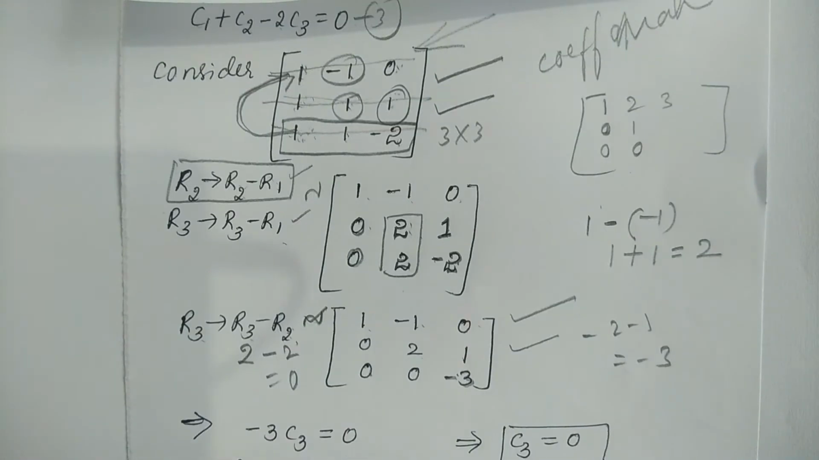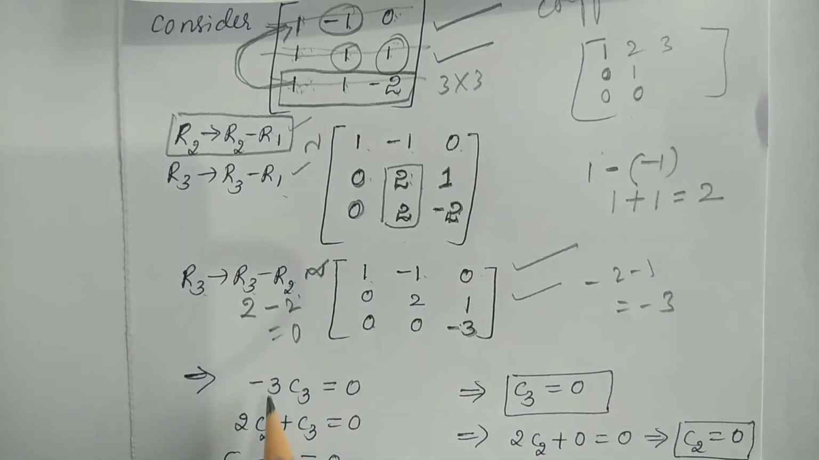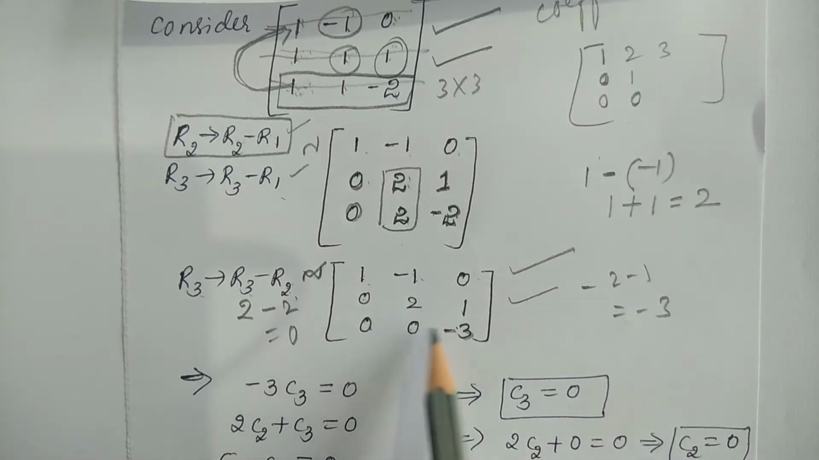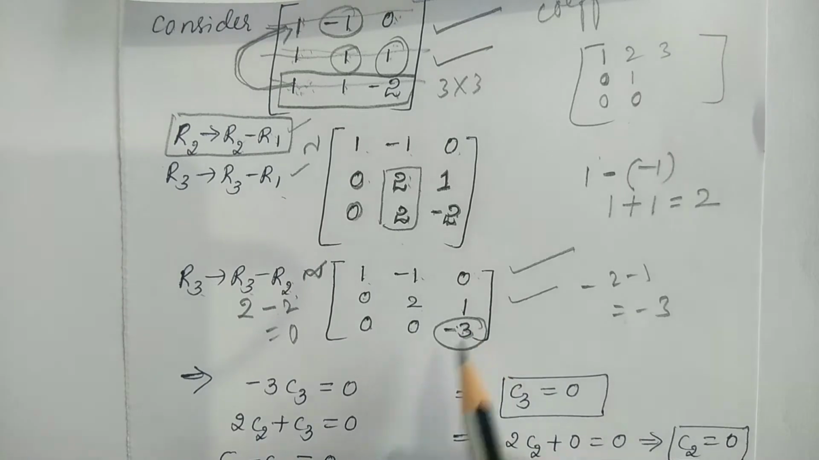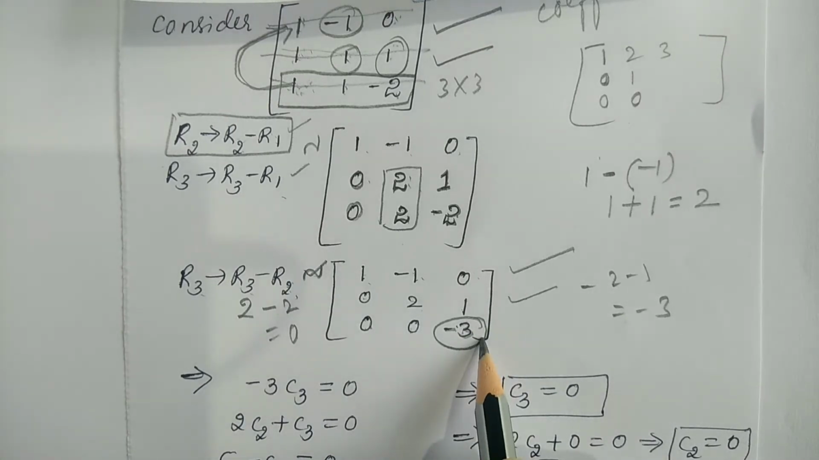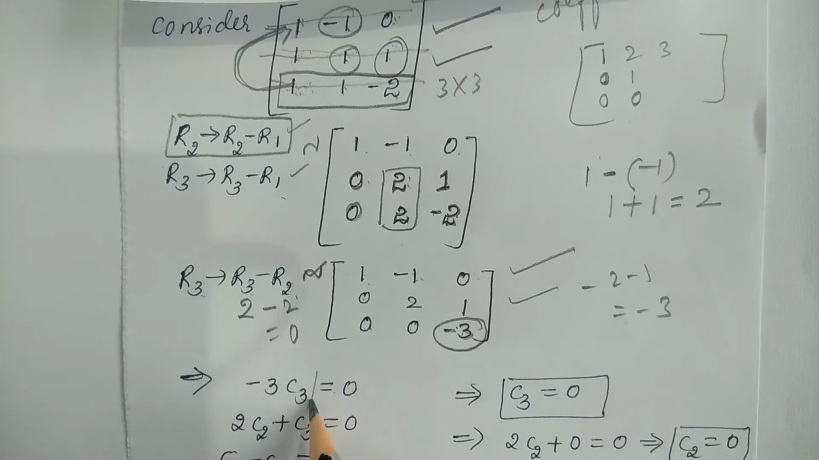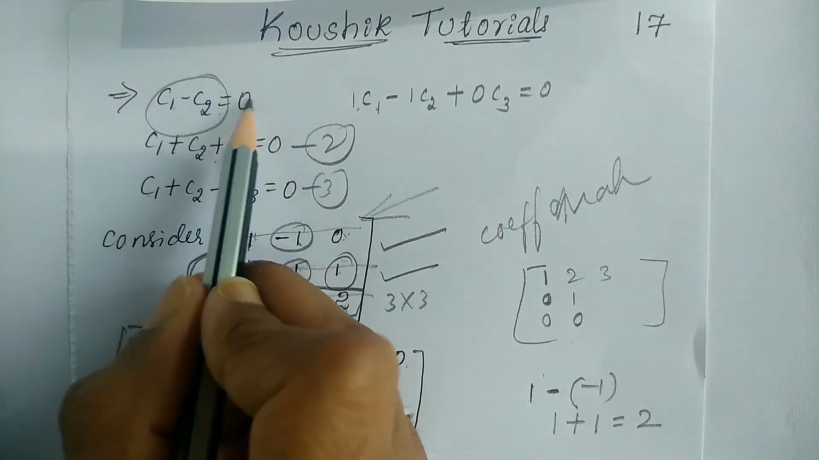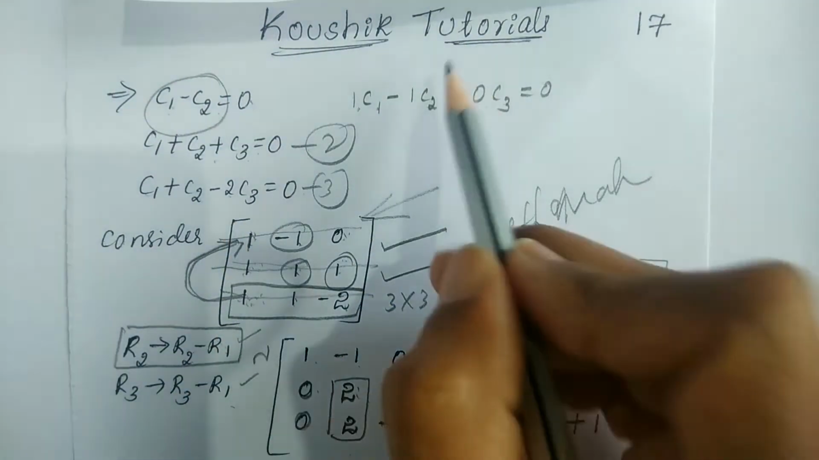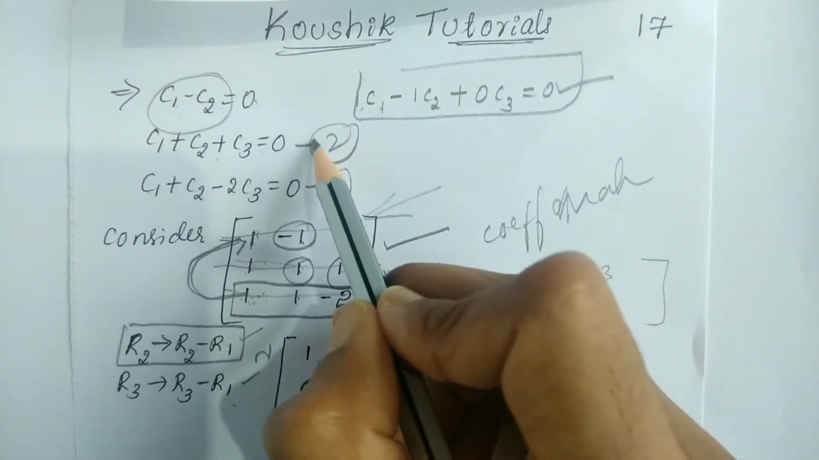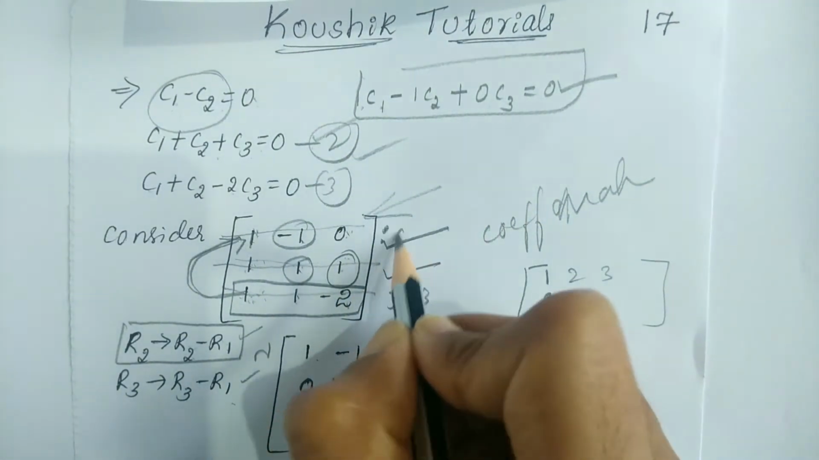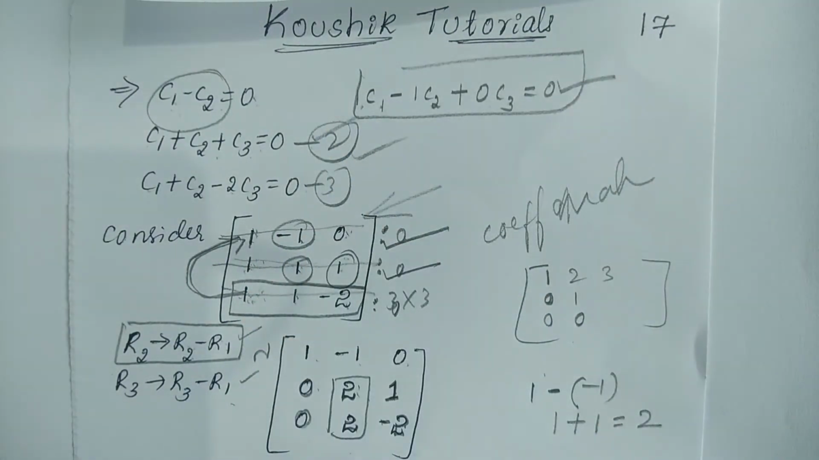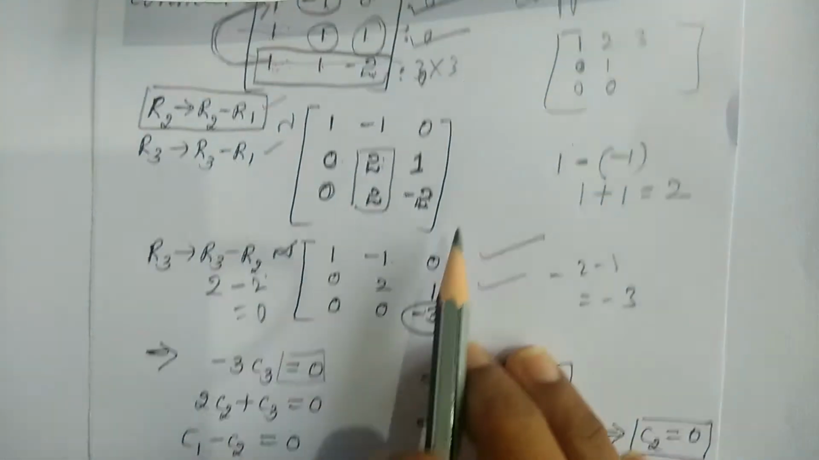row equivalent to. From the last row, this is the C1 coefficient, C2 coefficient, C3 coefficient. From the last row, C1 is 0, C2 is 0, here C3: so minus 3C3 equal to 0. Why is it equal to 0? Because the right hand side values are all 0 here. So minus 3C3 is equal to 0.